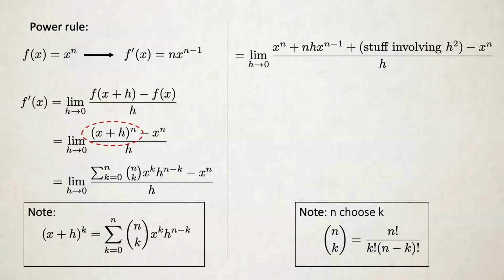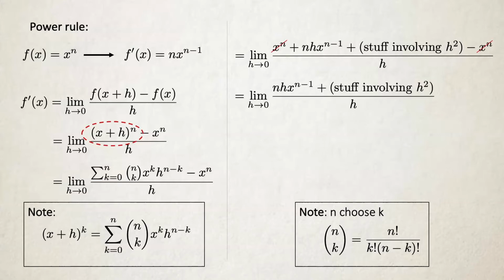So if we write the first few terms of the summation, we get x to the n power plus n h x to the n minus 1 power plus all other terms involving h squared or higher order. Canceling x to the n power terms, we get the limit as h approaches 0 of n h x to the n minus 1 plus the terms involving h squared or higher order, over h.